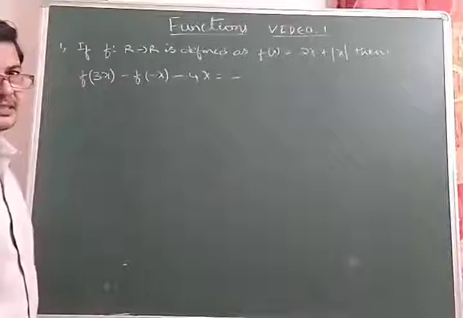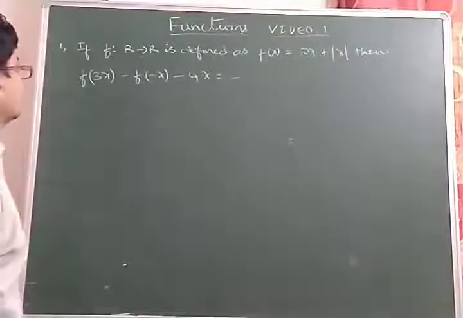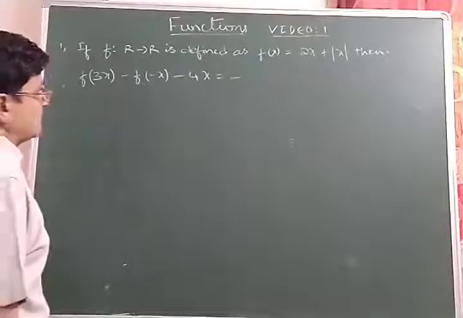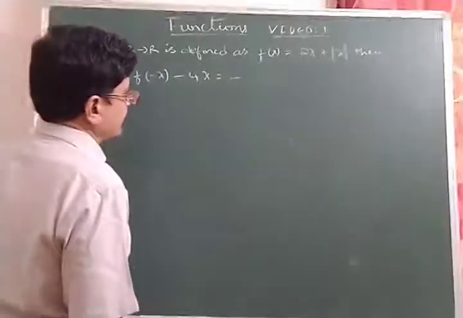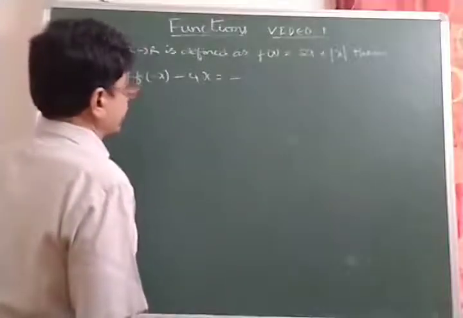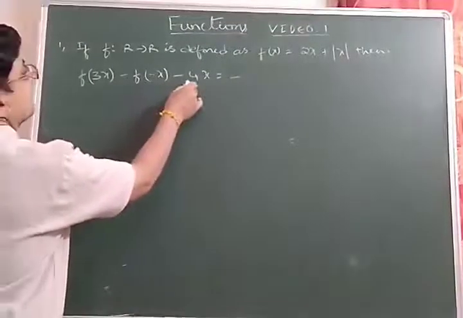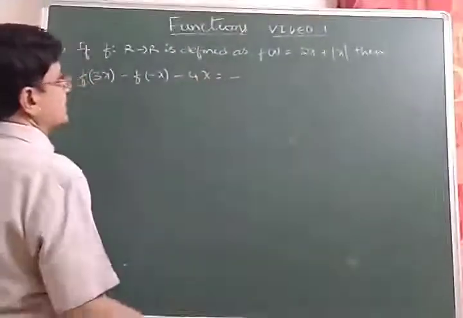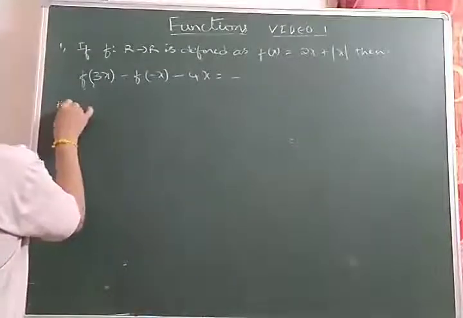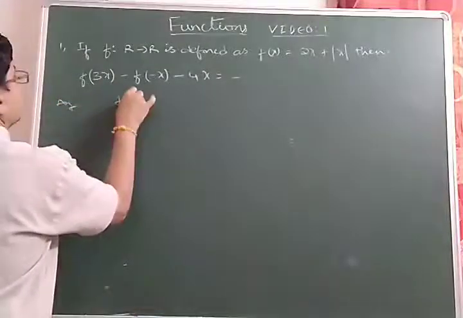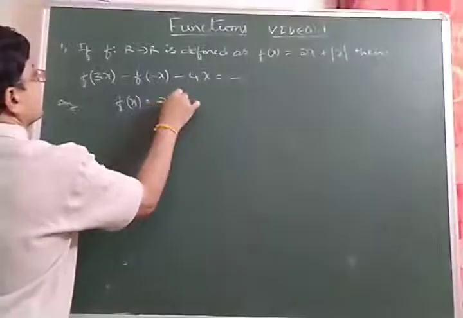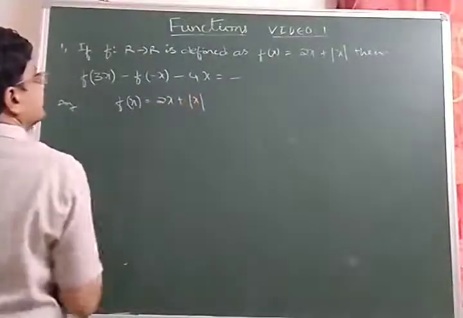Today's topic is functions. Question number 1. If f mapping R to R is defined as f of x is equal to 2x plus mod x, then f of 3x minus f of minus x minus f of 4x is equal to what? Answer: given f of x is equal to 2x plus modulus of x.